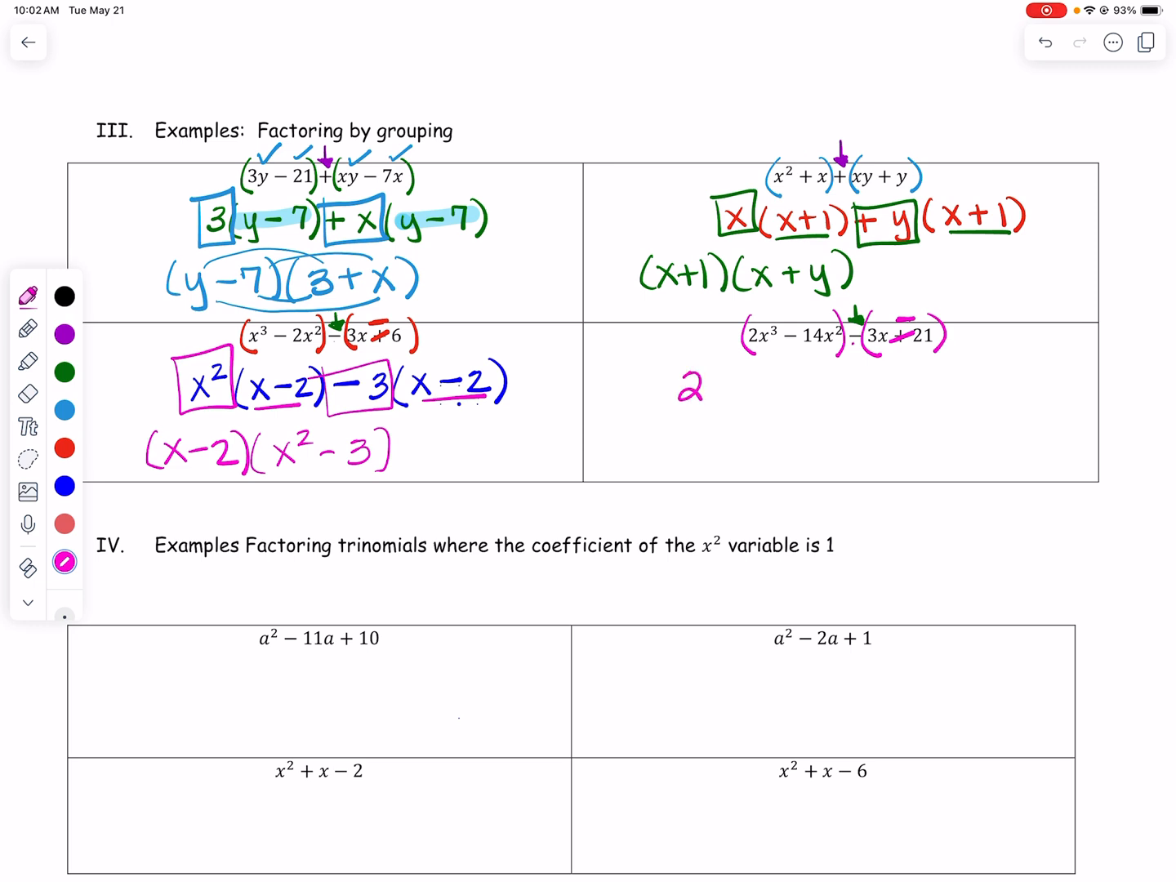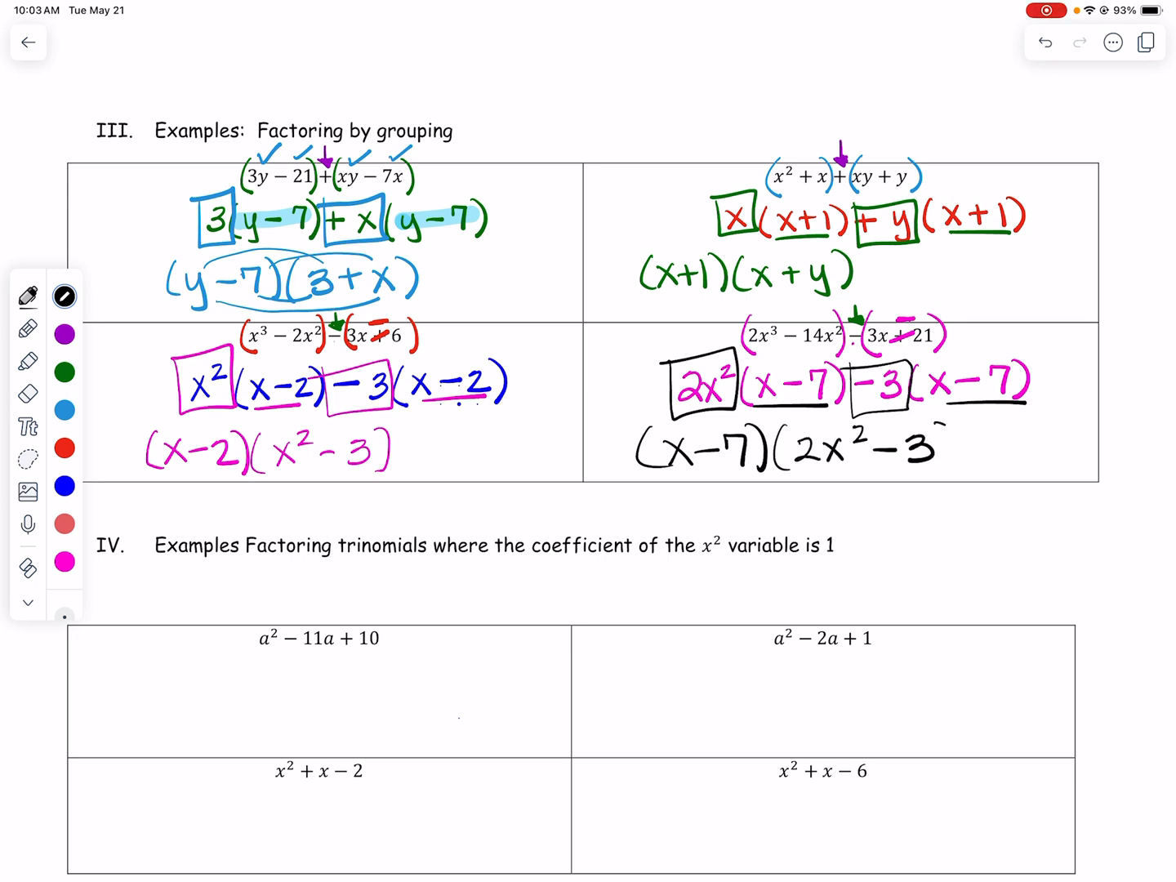Pull out my GCF of 2x squared, and that leaves me with x minus 7. Write the minus sign and pull out a 3. And that leaves me with x minus 7. So my GCF, I write one time, and my other factor comes from what's in front. And that's how we factor with grouping.